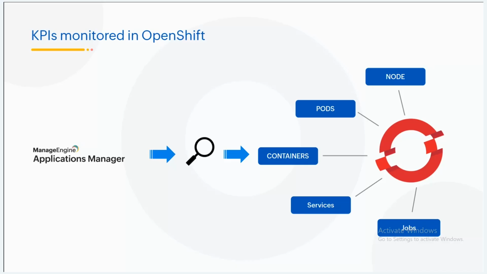Now, when it comes to discovering OpenShift in Applications Manager, we support two different methods. The first one is the SSH method with REST API support. Here, you establish an SSH connection to the OpenShift server and use the oc command to fetch details on nodes, pods, containers, services, and jobs. In the case of large-scale environments, we combine SSH with the REST API to avoid timeouts and ensure that all metrics are captured without delays.